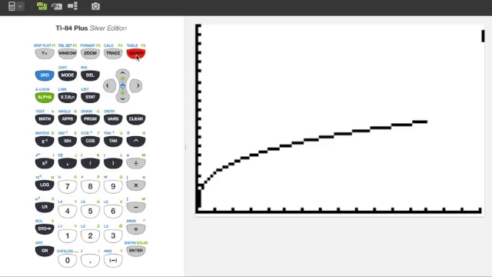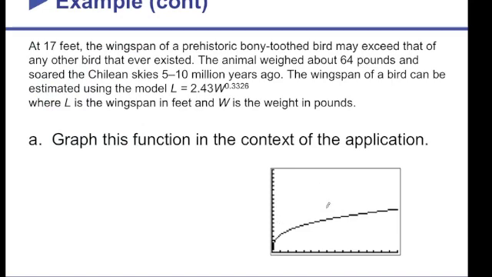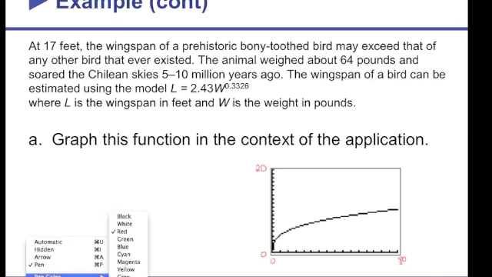All right. There's the graph we have. We have our graph over here, and we'll remember that we used from 0 to 80 for the weight, and from 0 to 20 for the wingspan. So now we have a graph of that function, the application.